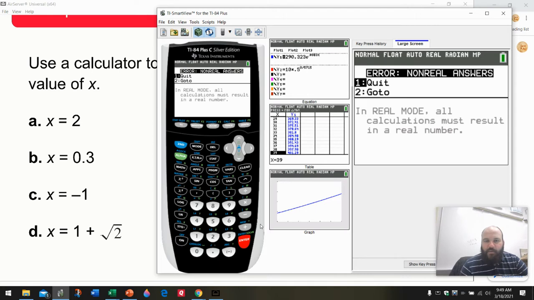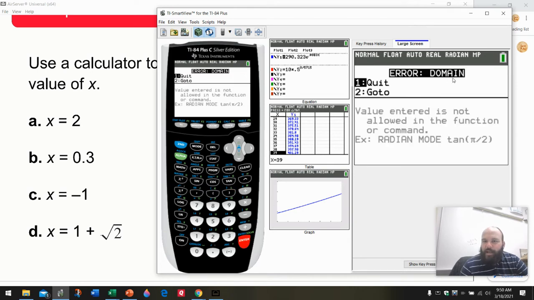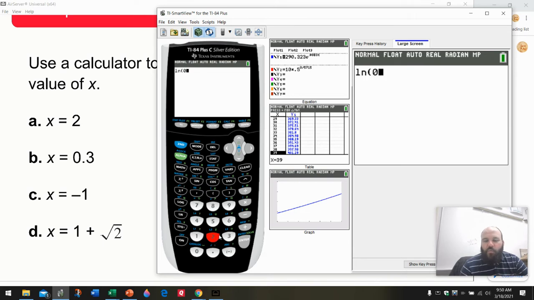But as with logs, natural logs cannot be taken of negative numbers. And it has to do with the domain of the log and or the natural log function. Natural log and log can only be done on positive numbers. You cannot do them on 0, or you cannot do them on negative numbers. So as an example, if I try to take natural log of 0, you're going to see that we also get a domain error for that one as well. So only numbers larger than 0 can be logged.